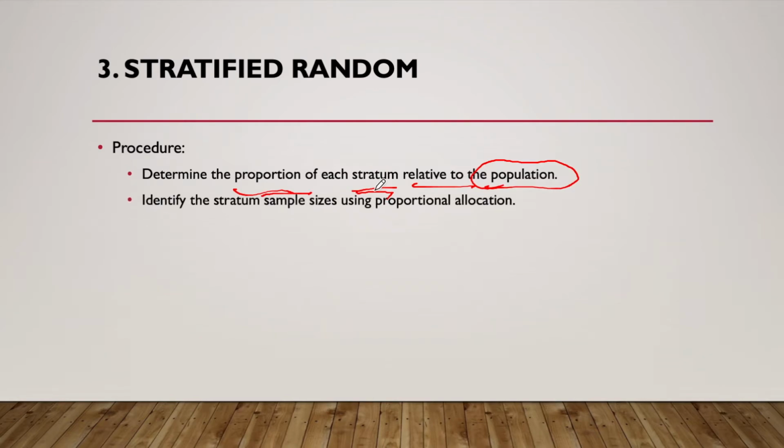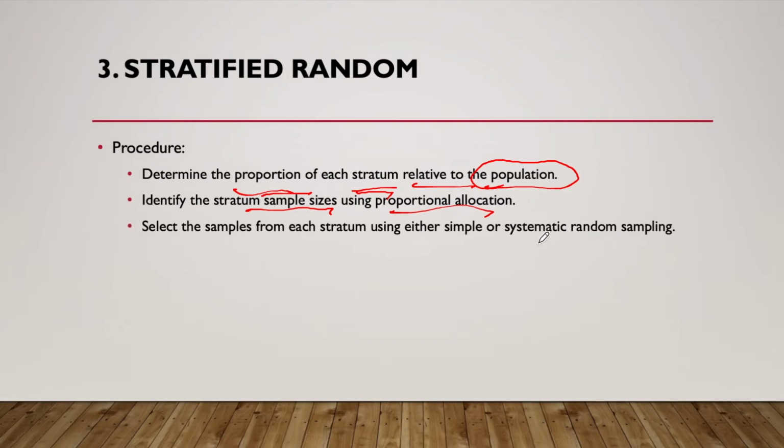Then we need to identify the stratum sample size using proportional allocation. This is again the proportionate stratified random sampling. And then we select the samples from each stratum. After getting the numbers, your n per stratum, we will make use of simple or systematic random sampling to gather the data from each stratum.